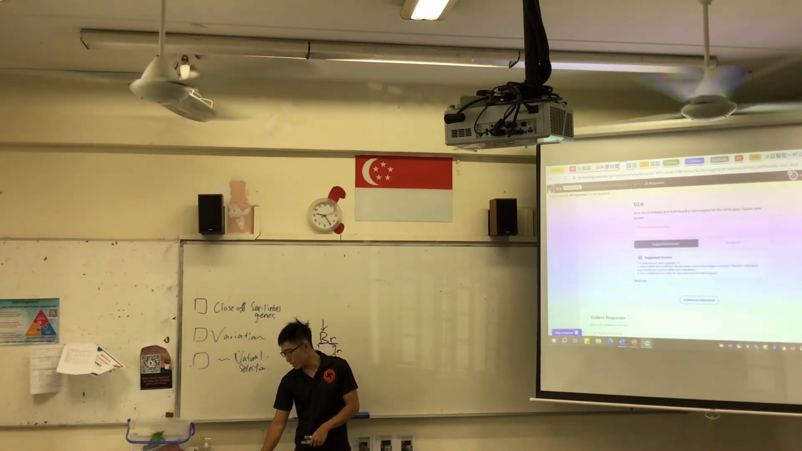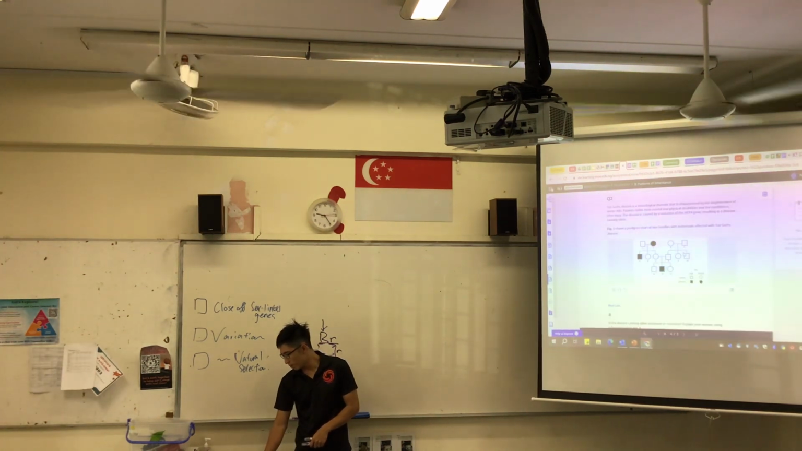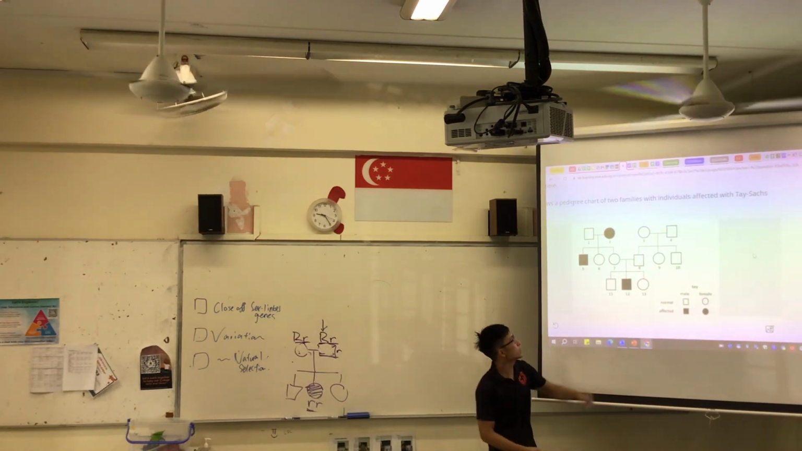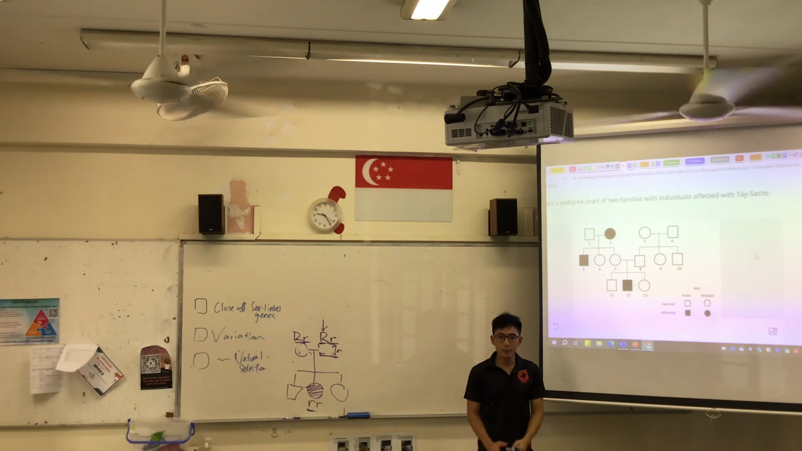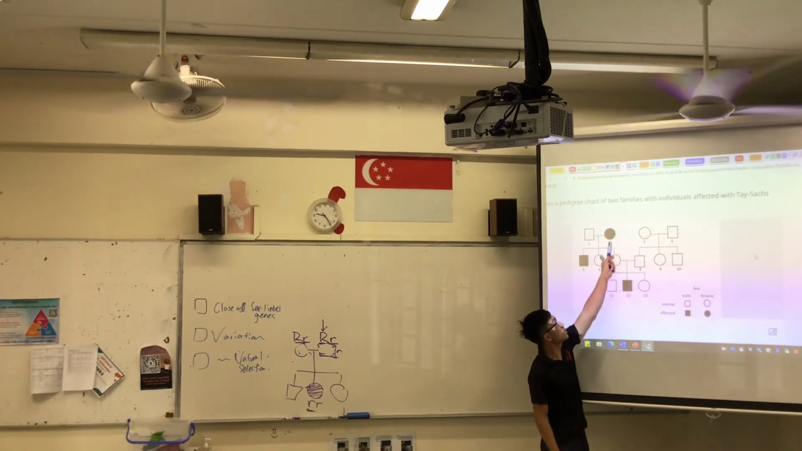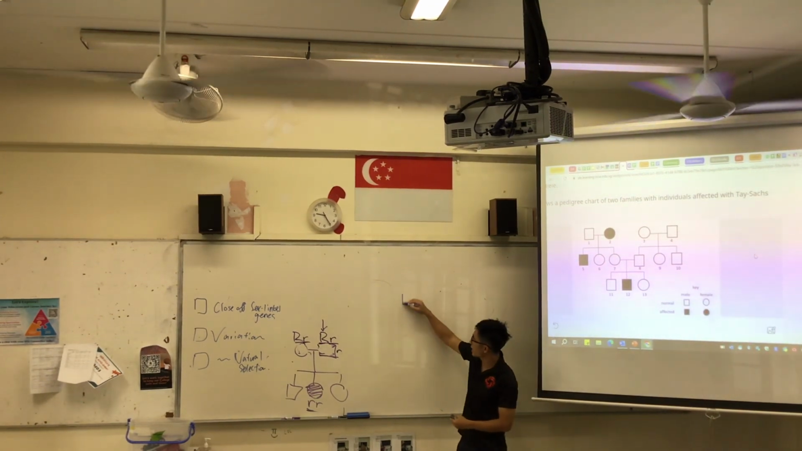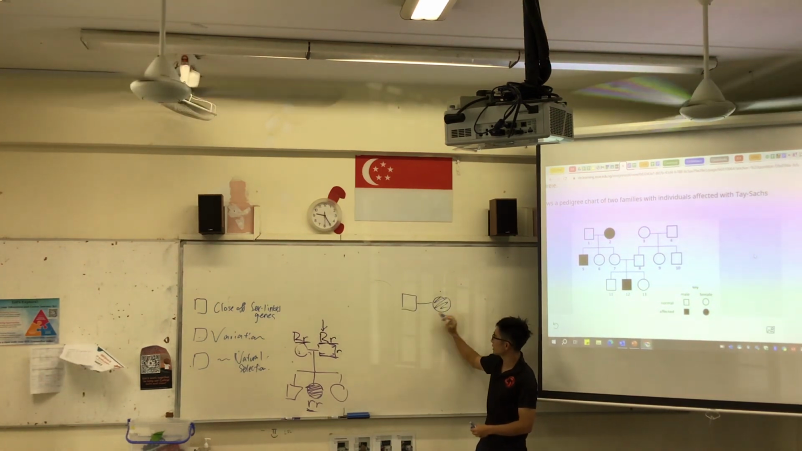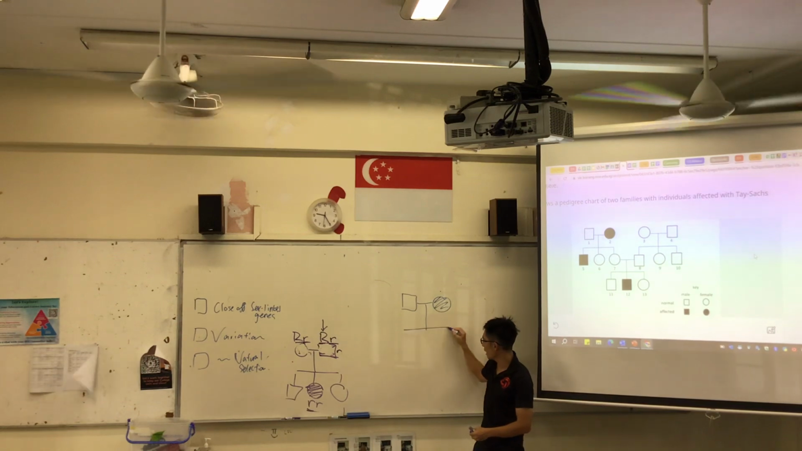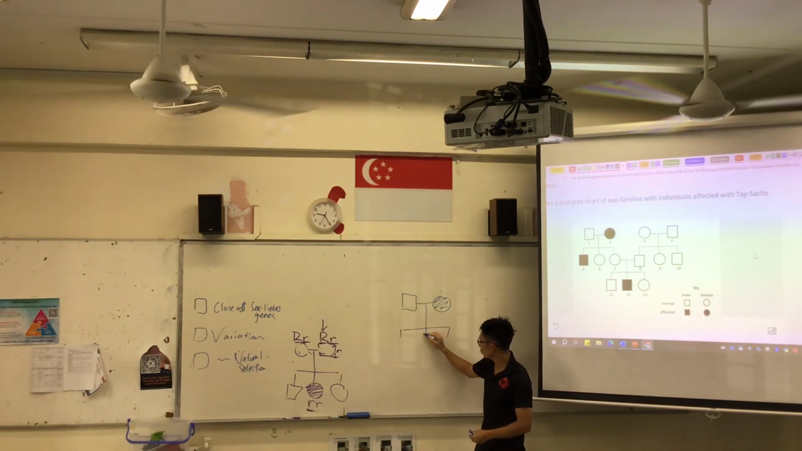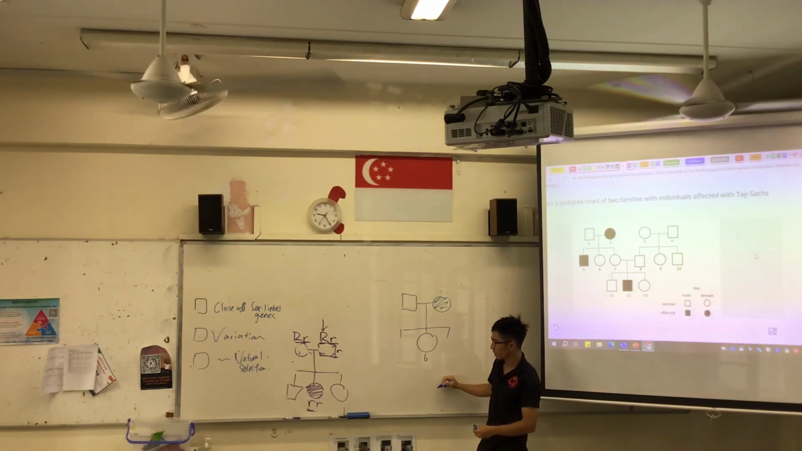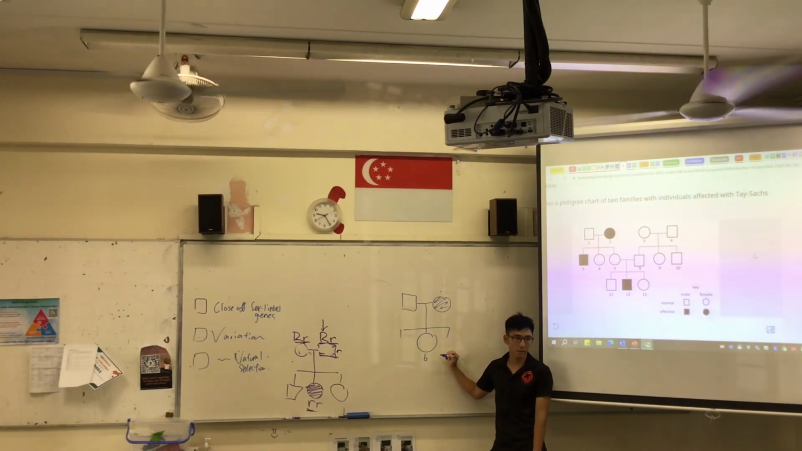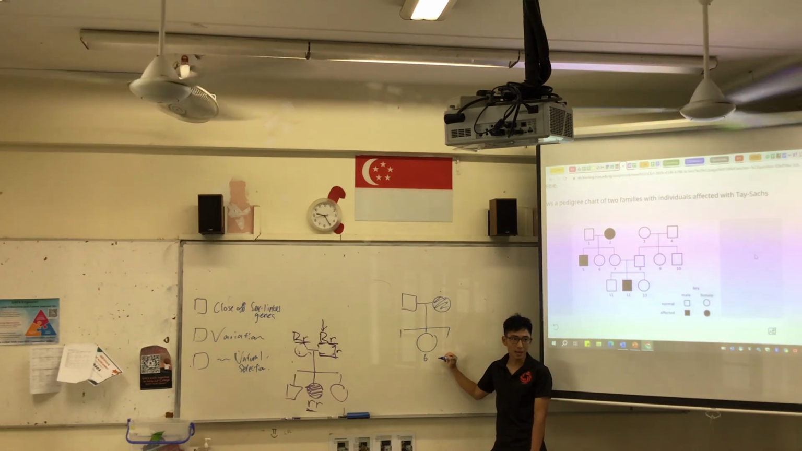We need to refer to the pedigree. They want to know individual 6. To solve this puzzle, we need to figure out what the genotypes of the parents are. So let's look at the parents first. Father, mother. Mother has the disease, and then we want to find out what the genotype of individual 6 is. We know for a fact this individual is not affected. Right? What does this imply about the genotype?